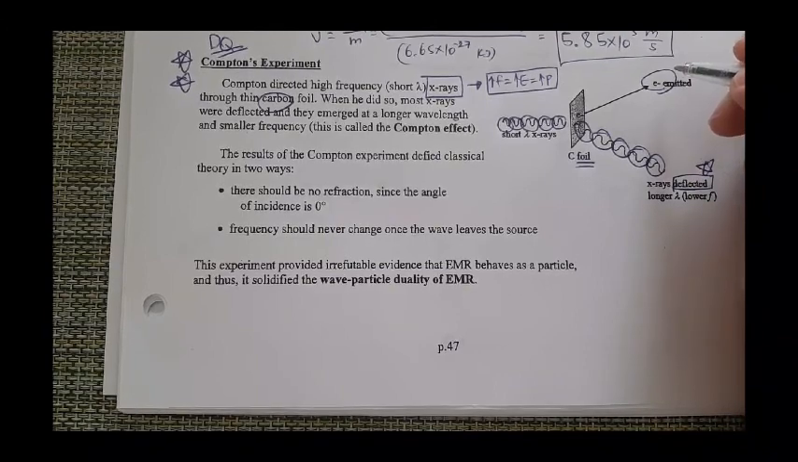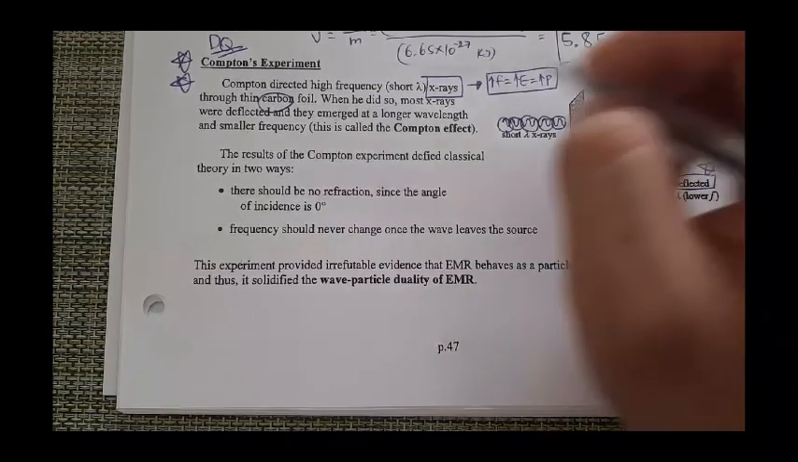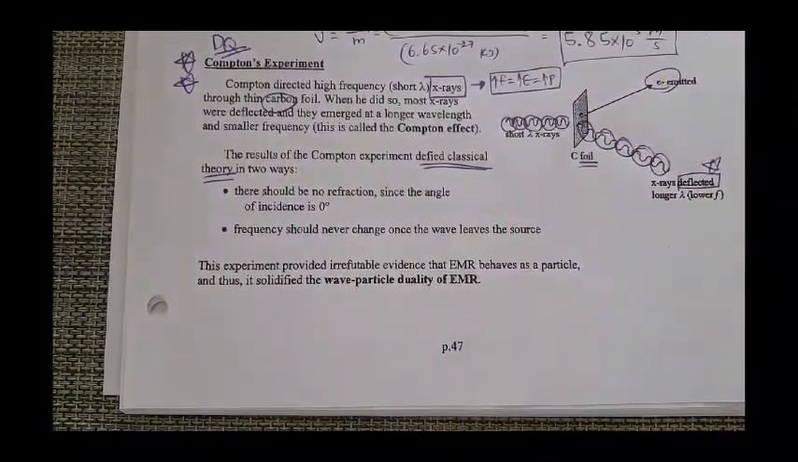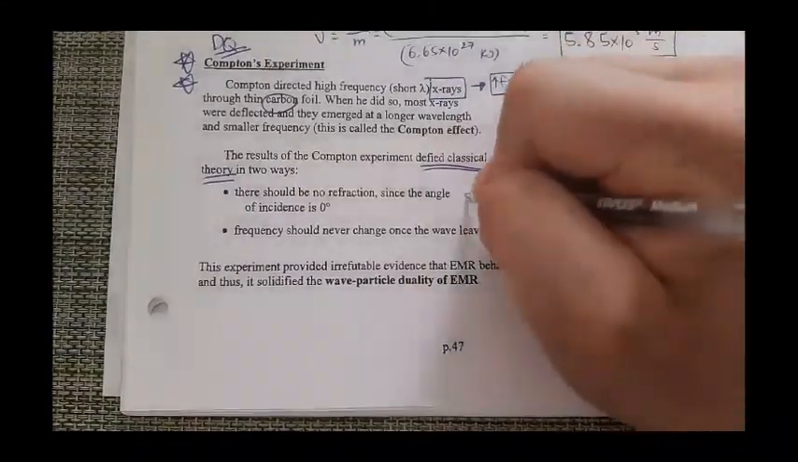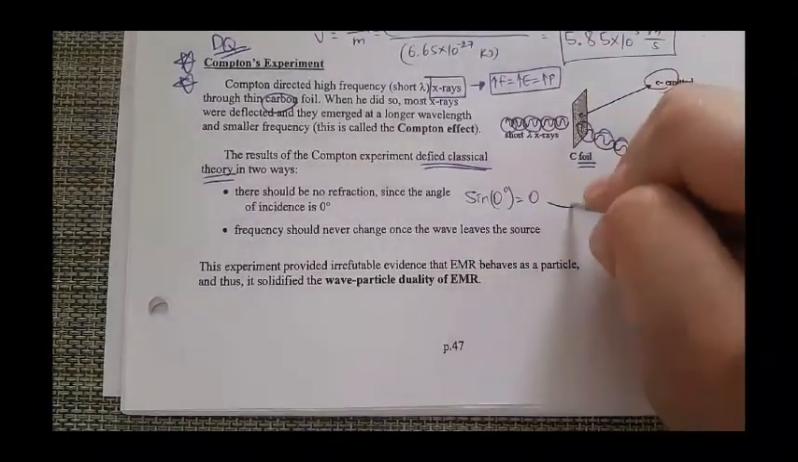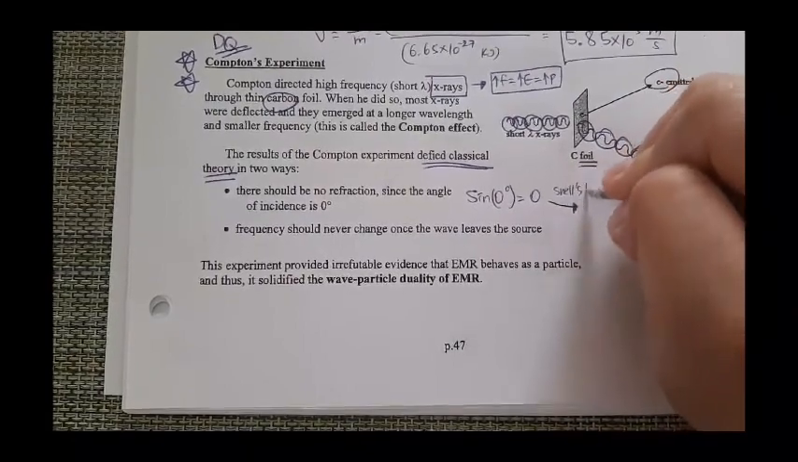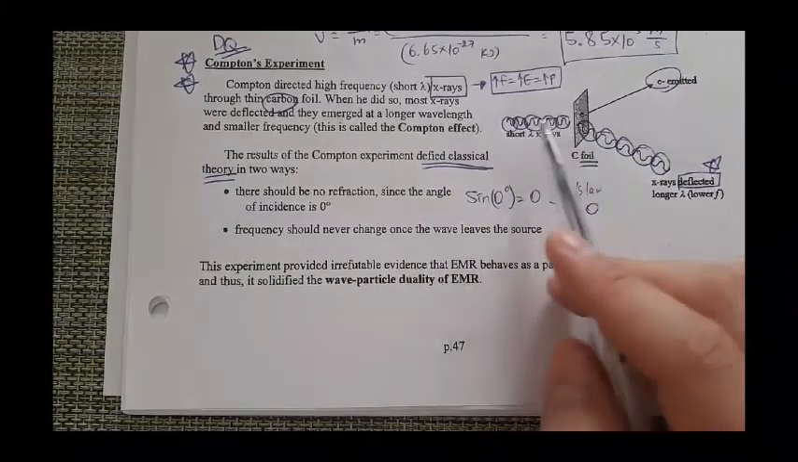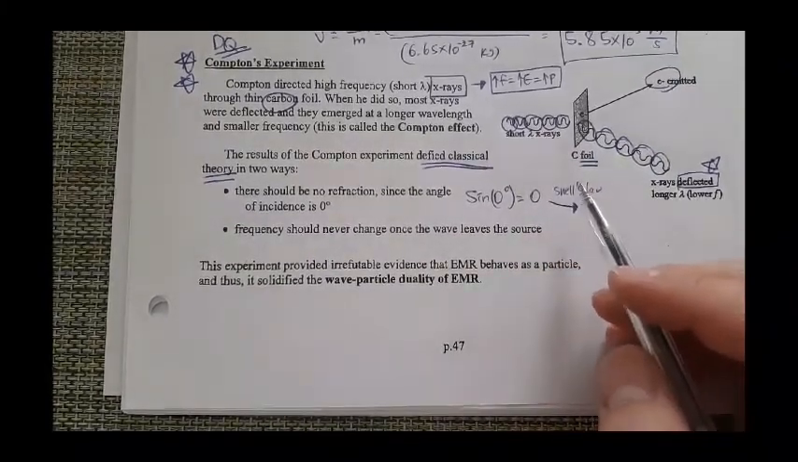So this result basically destroys some of the classical theory. It defies the classical theory in two perspectives. Number one, the classical theory said there should be no refraction since the angle of incidence is zero. If you think about sine zero as an example, that means we're going to have zero, so Snell's law will lead to zero. Come to think of it, did I mention refracted? Sorry, I was trying to say reflected when I was talking about the wave situation.